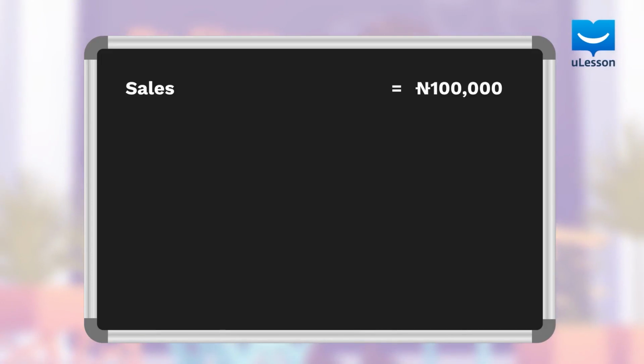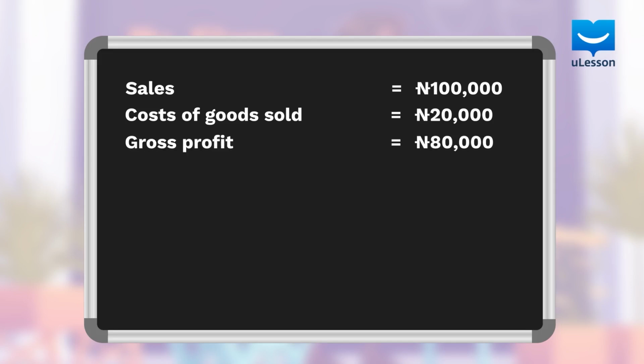This is her sales. But in making the flowers, Miss Flora had to buy 20 vases and other raw materials for about 20,000 naira. This is her cost of production or cost of goods sold. So when Miss Flora subtracts the cost of production from her sales, it gives her the gross profit of 80,000 naira. The gross profit margin aims to calculate how much of the gross profit is in the total sales.